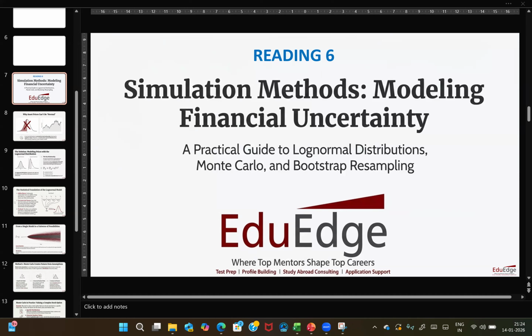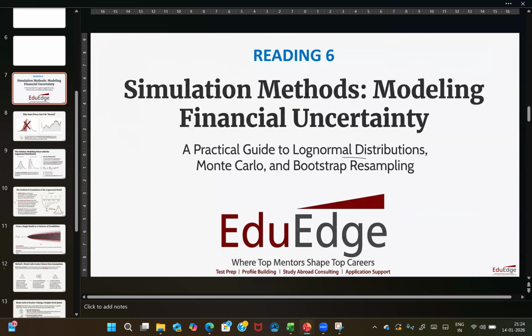So this chapter is going to cover concepts related to log normal distributions, Monte Carlo simulation, and bootstrap resampling. We'll first try to understand these terms and then we will implement Monte Carlo simulations.